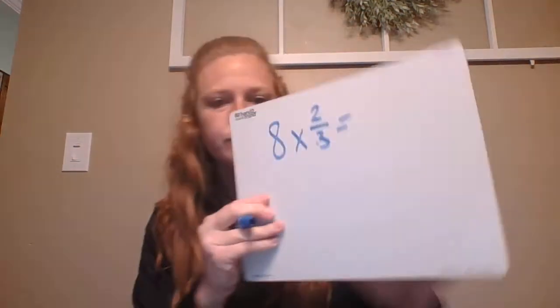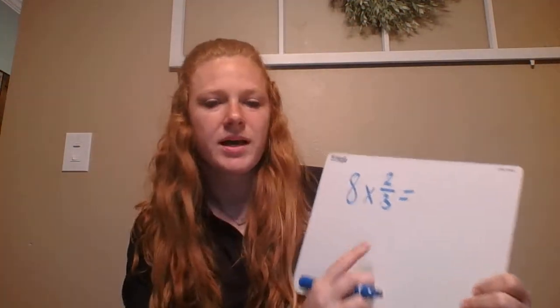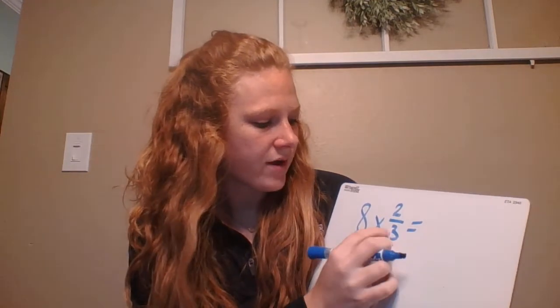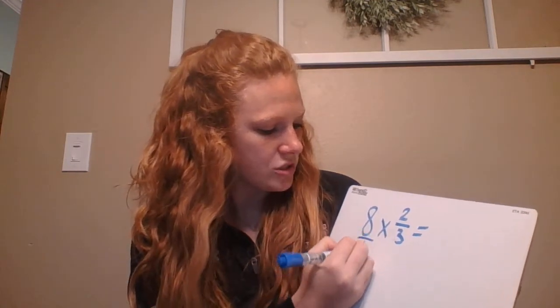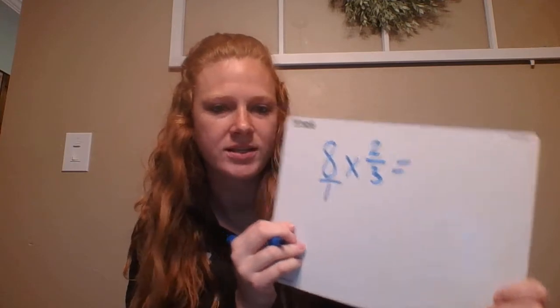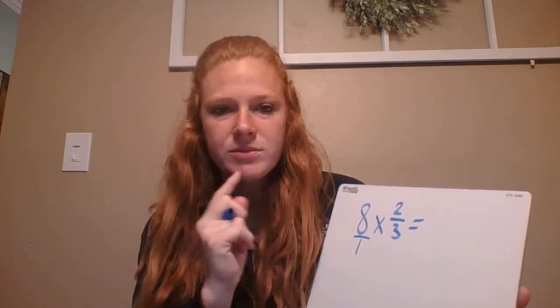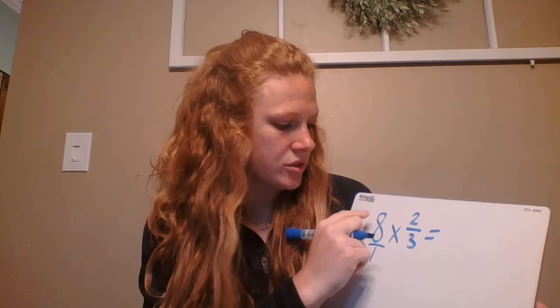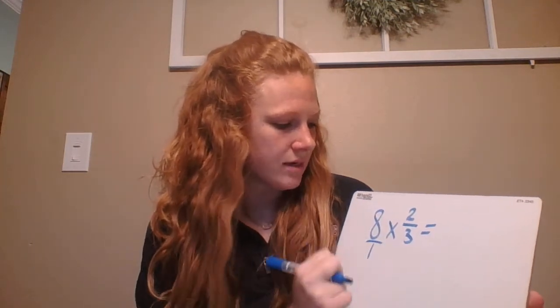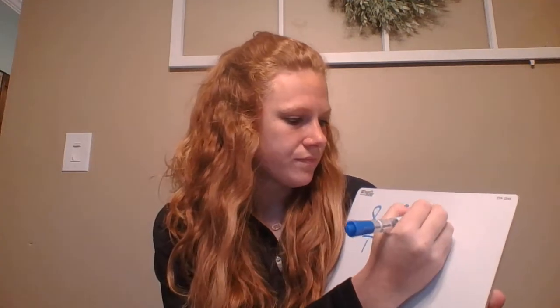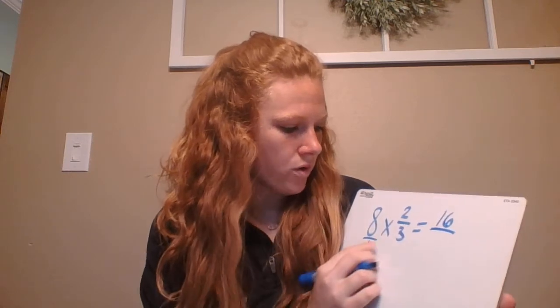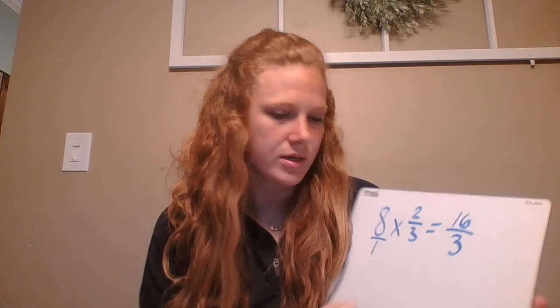We're going to do 2 more together. 8 times 2/3. So when I multiply a whole number by a fraction, it's easiest to just put the whole number over 1 so that it's also a fraction. Now I'm going to multiply the top two numbers and the bottom two numbers. So 8 times 2 and then 1 times 3. So 8 times 2 is 16. 1 times 3 is 3.